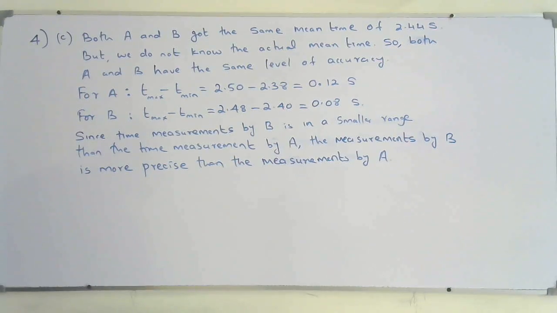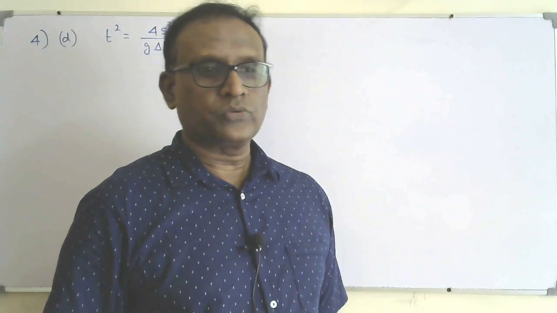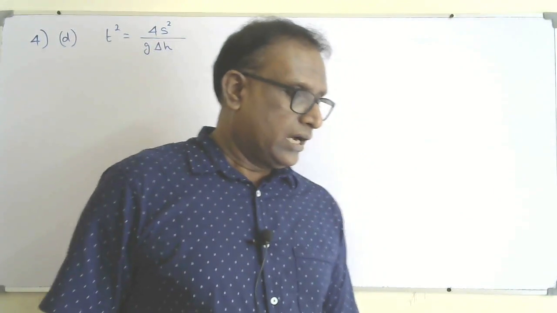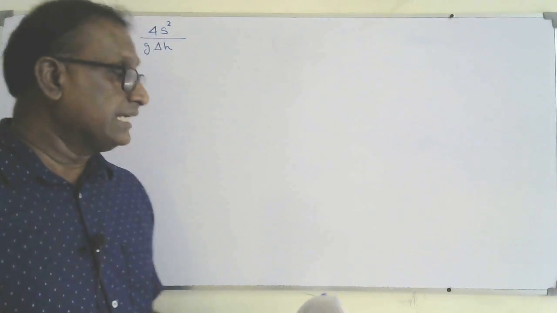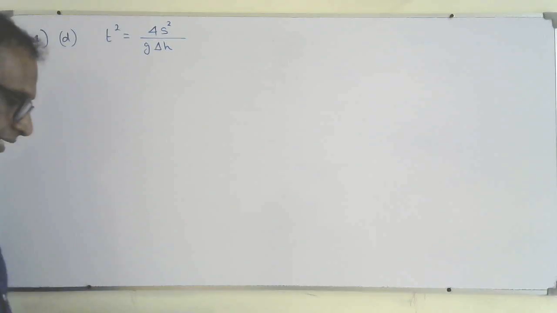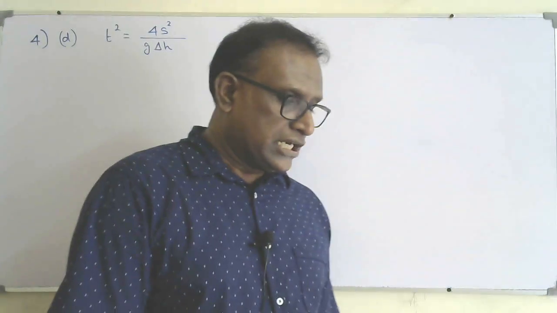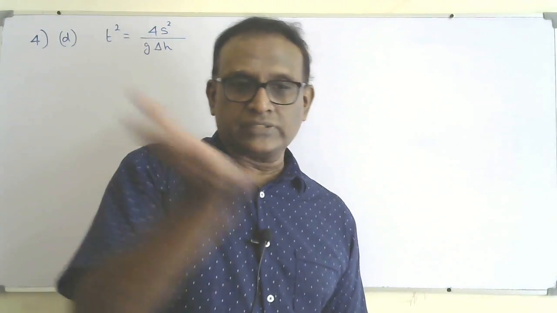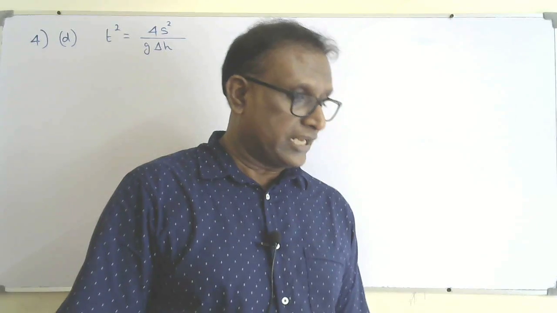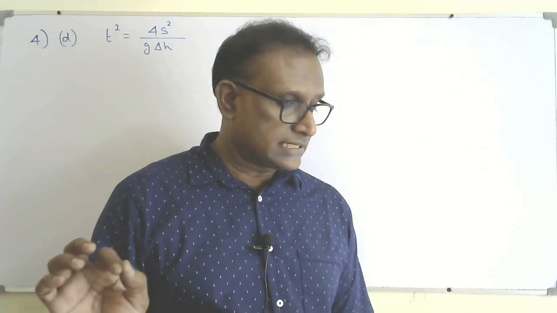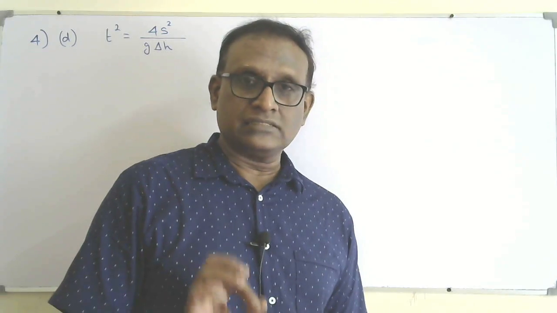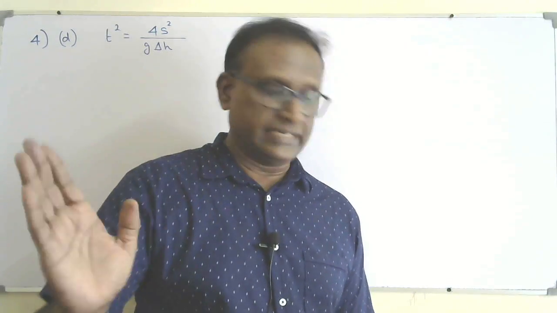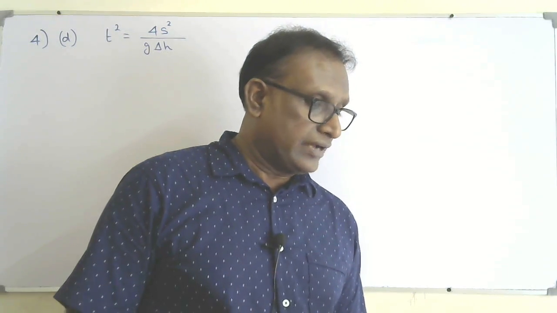Okay, question number 4, part D. The relationship between time t and the acceleration of free fall g is given by this equation, where s is the distance along the ramp between start and final. All the values are given. The time measurement is given with uncertainty, s is given with uncertainty, and delta h, the height between the initial and final positions, is given. Determine a value for g.